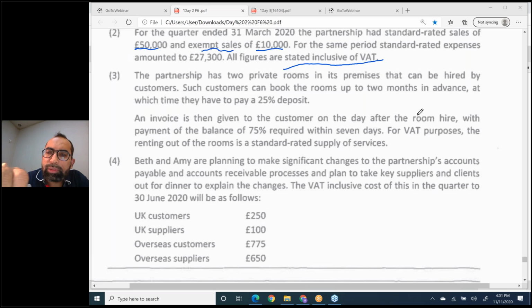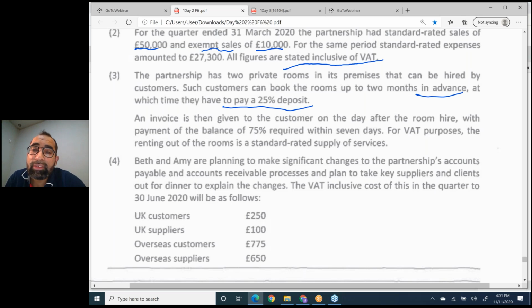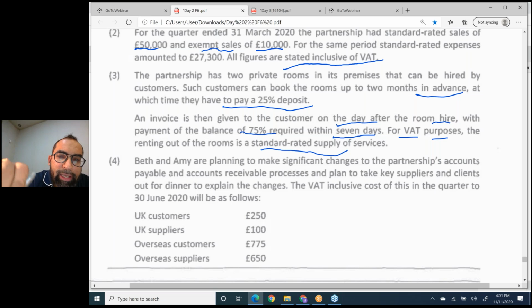Such customers can book the rooms up to 2 months in advance, at which time they have to pay a 25% deposit. See, we are getting advance before the service, right? An invoice is then given to the customer on the day after the room hire, with payment of the balance 75% required within 7 days. For VAT purposes, the renting out of the room is a standard rated supply of services.